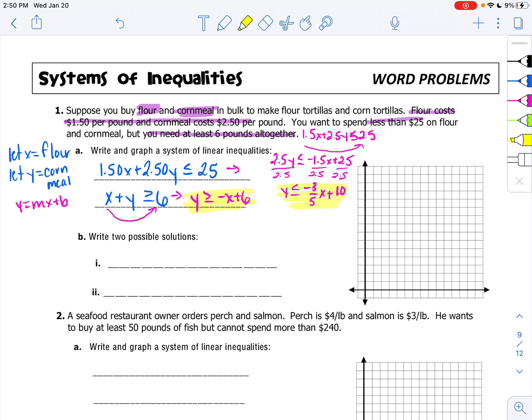When we take a look at our graph on the side, our x-axis represents our flour, because in the very beginning we said let x equal flour, and the y-axis is going to be our cornmeal for the same reason. Then we're going to graph it. I'm going to start by graphing my first inequality, y is less than or equal to negative 3/5 x plus 10. So our y-intercept is 10, so we're going to count up 10 on our y-axis.